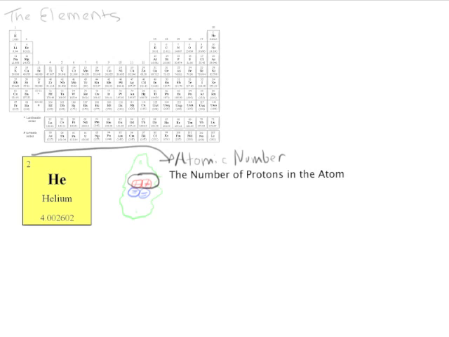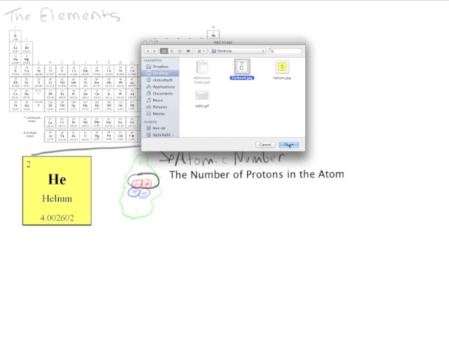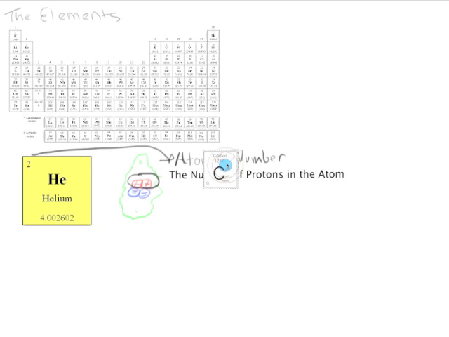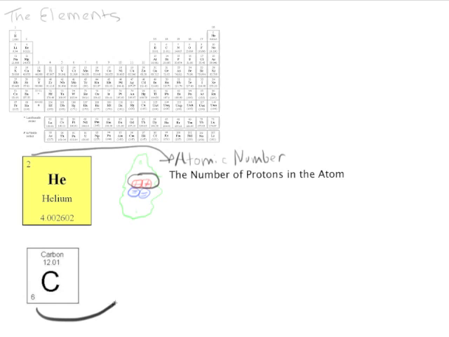Now, how does that determine what element we have? Let's take a look at another element. An element that you and I have inside of us, all living things. It's passed on from living thing to living thing, located in plants, located in animals. Carbon. Now, if you could locate what you think is the atomic number for this. If you said the atomic number was 6, you would be absolutely correct. That is the atomic number right there.